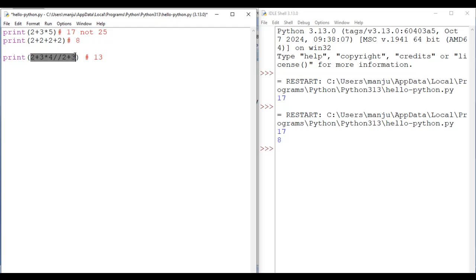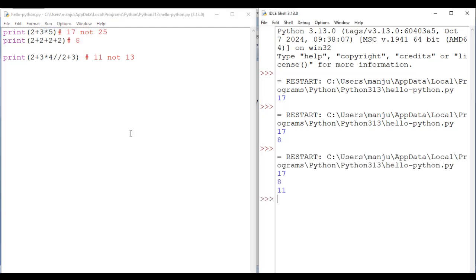Let me copy this. Okay, we are getting 13, right? So let me put that expression here for explanation purposes. 4 divided by 2 is evaluated first, so 4 divided by 2 is 2. 3 into 2 is 6. See, we have plus, right? First the left side plus should be evaluated. 6 plus 2 is 8. 8 plus 3 is 11. So 11 is the correct answer, not 13. Understood? So let me save this and say run module. You see we are getting the output 11, not 13.